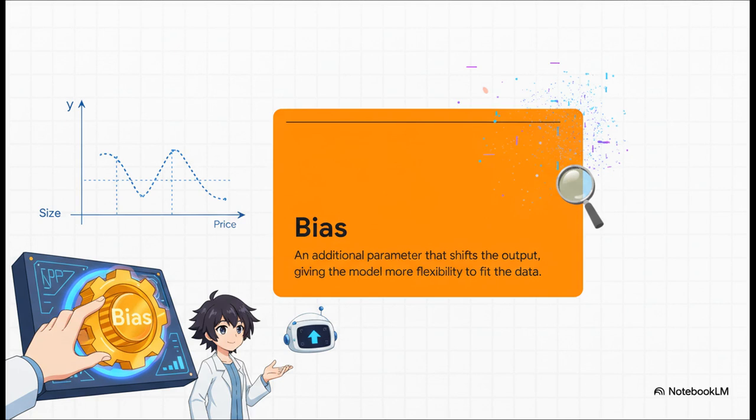So to fix this, we need to add a second knob we can turn, and we call this one a bias. A bias is just another number that we add to the result. It's like a starting point. It lets us shift the whole line up or down. This gives our model way more flexibility, and now it can find a much better fit for the data.